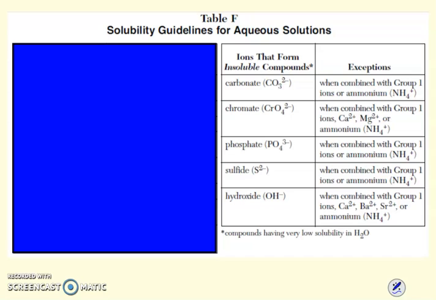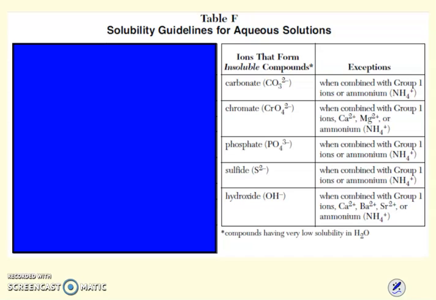This side is a little bit more confusing. It says these are ions that form insoluble compounds, and then there are exceptions. The exception means it's going to be insoluble except when it's with these. So you're like, what? It's like a double negative, and that's the part that makes this a little bit tricky. Well, let's talk about these one at a time.